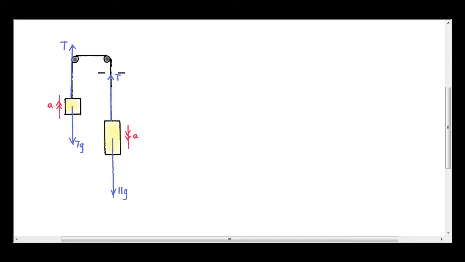If we assume that the string is totally inextensible, it must mean that both blocks must move by the same amount all the time. If one block moves more than the other block, it must mean that the length of the string must either become longer or shorter. So if you assume that the string is inextensible, it must mean that the acceleration of both blocks are exactly the same. They're just in different directions.